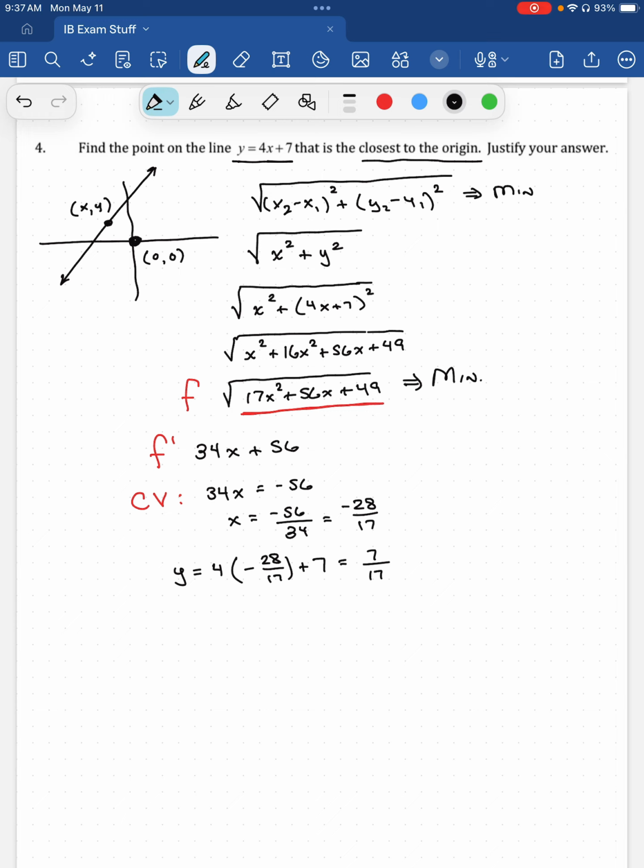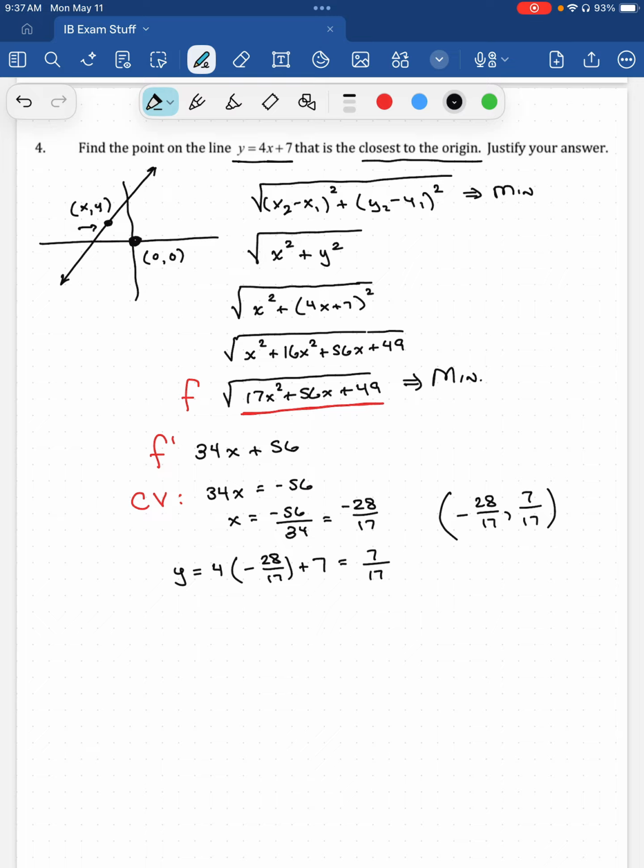So that means the point that is closest to this is negative 28 over 17 and 7 over 17, which resembles where we thought it should be. This is left and up. This point was left and up back here. So that's a good sign.